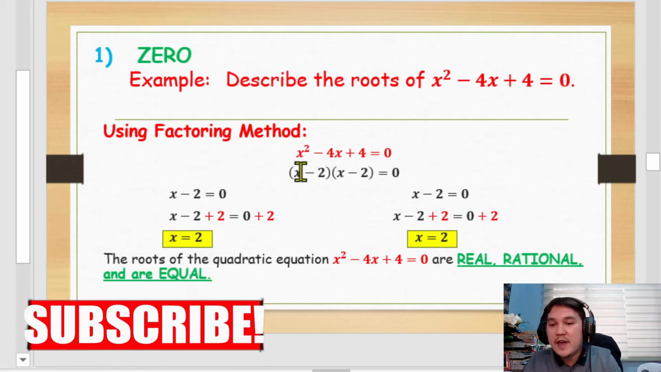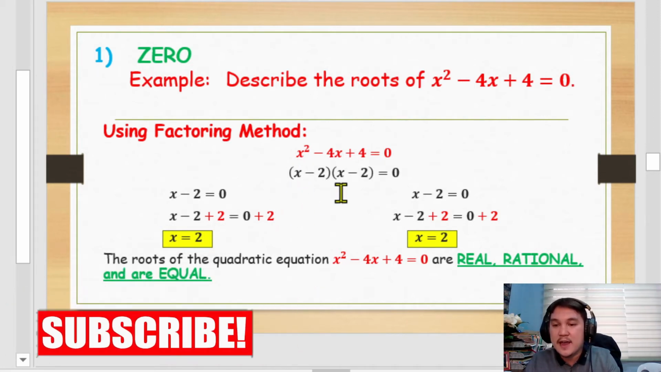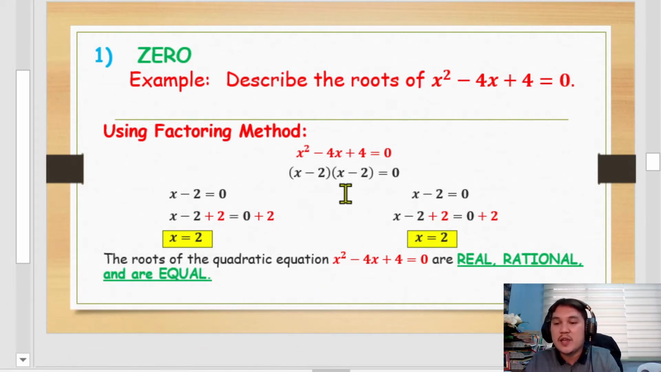For the factors of x squared, we have x and x here. So x times x gives us x squared. And also the factors of 4 here, we have 2 and 2. And since the middle term is negative and the last term is positive, we have both negative. So the sign here is negative, and the other one is also negative. So that gives us the quantity x minus 2 times the quantity x minus 2 is equal to 0. Next, we equate the two binomials to 0 separately.